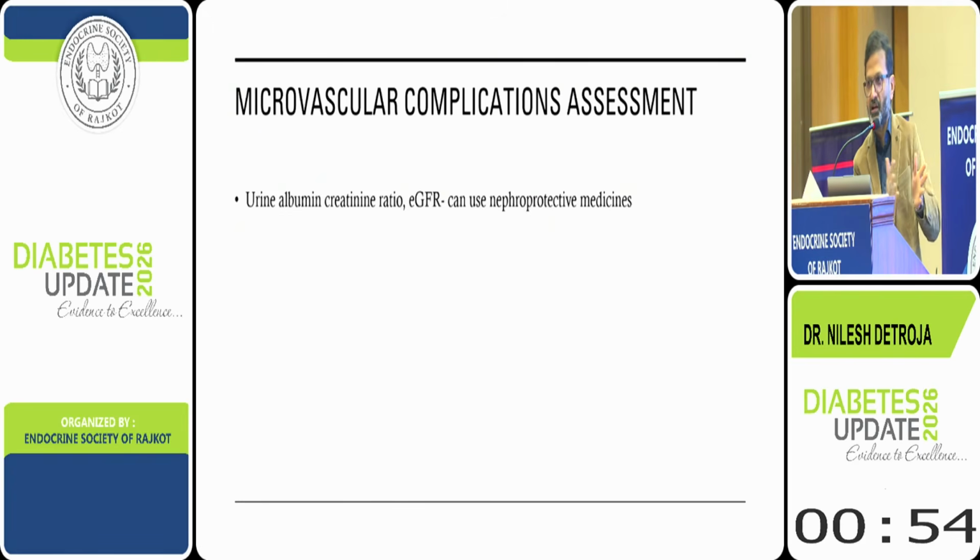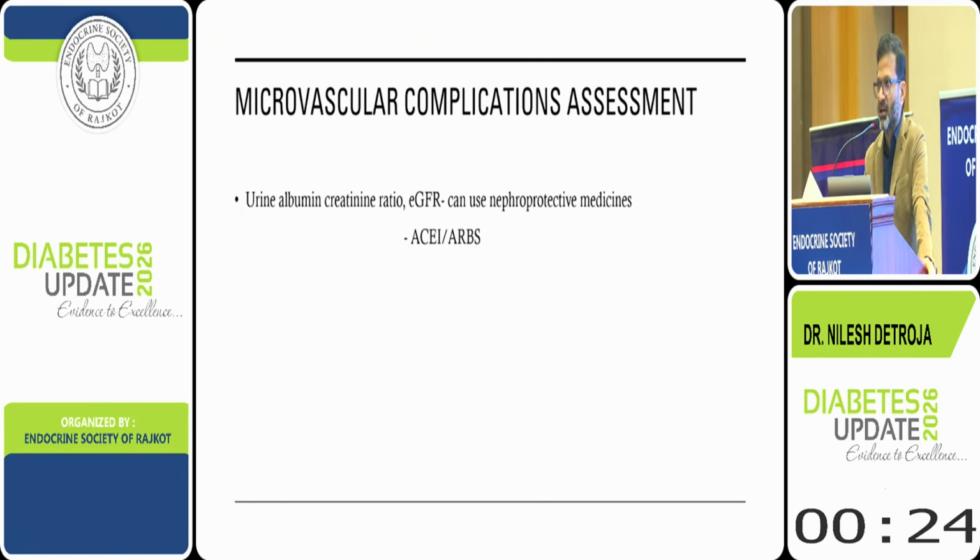If eGFR falls, we have to reduce the dose of certain medicines. Metformin has to be reduced, sitagliptin has to be reduced, and when to stop dapagliflozin, we decide on this basis. So if you are not doing eGFR, how can you decide that? If you don't do albumin creatinine ratio, when will you know about microvascular complications? Unfortunately, most people are not doing this. So we have to ask for urine albumin creatinine ratio at least once a year in all patients.